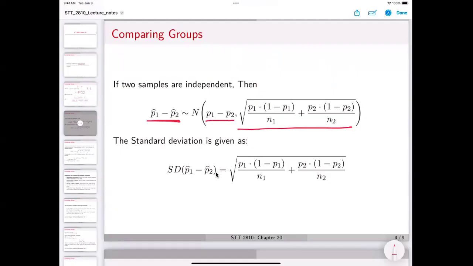It is important for you to write out the formula, because some of your homework problems will just want you to click on the formula. I also went ahead and wrote out that the standard deviation of the difference of these two sample proportions is given by this. You can also see that the mean of p hat 1 minus p hat 2 is the same as p1 minus p2. This is the mean, this is the standard deviation.